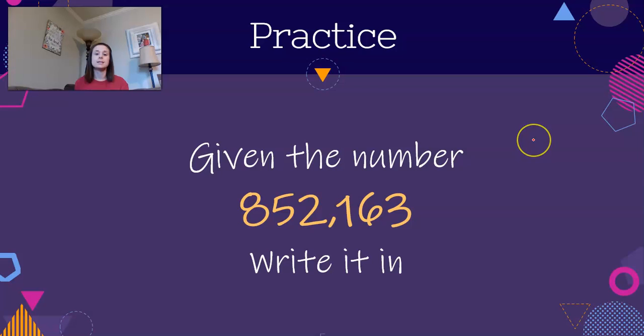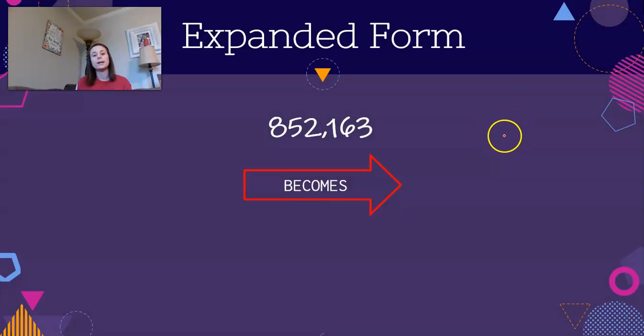Okay, so practice. This is your turn. If you're given the number 852,163, I'm going to ask you to write it in a few different forms, and you're going to try to write it on a sheet of paper. Pause the video, write it on a sheet of paper, and then come back to the video to see if you got it right. So this number, how would you write it in expanded form?